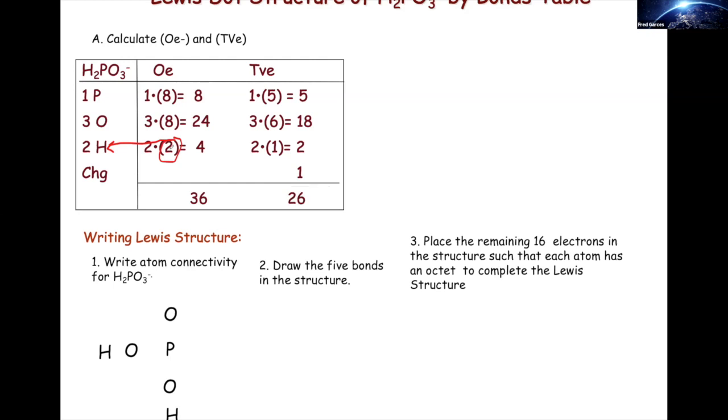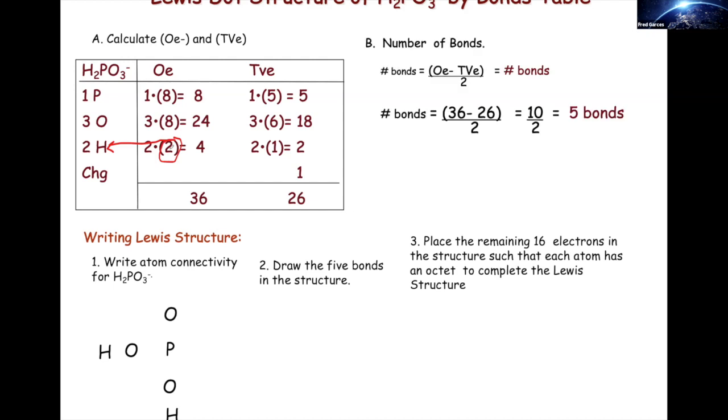36 minus 26, that's a total of 10 electrons committed to bonding, 5 bonds. How do we do 5 bonds? Start with connecting these guys. That's 3, that's 4, that's 5. We've used 10 electrons in the bonding. That leaves 16 remaining. That gives us 8 lone pairs. 16 divided by 2 is 8.